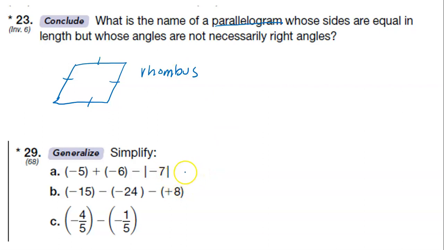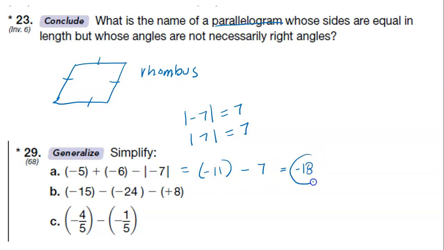All right, ooh, super fun. Here we go. So this is -5 plus -6. It's the same sign. So I add and keep the sign. So that's -11 minus, this is absolute value. So remember, absolute value is always positive. The absolute value of -7 is 7, and the absolute value of 7 is 7. So this is -7. Okay. -11 minus 7 is -18.